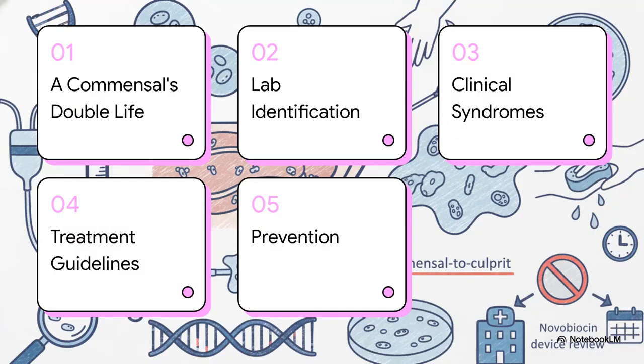So here's our game plan. We're going to follow this organism's journey from the lab bench all the way to the patient's bedside. We'll start with its basic identity, then we'll cover how we actually spot it in the lab. From there, we'll look at the clinical syndromes it's being linked to, we'll dive deep into treatment guidelines, and then we'll wrap up with what is frankly the most critical piece, how we can prevent these infections from ever happening.